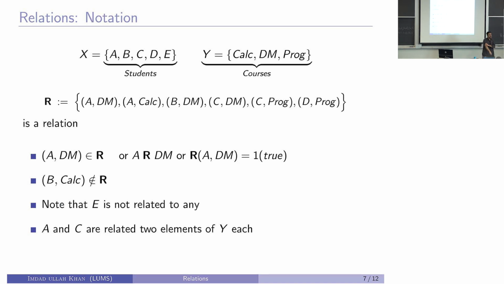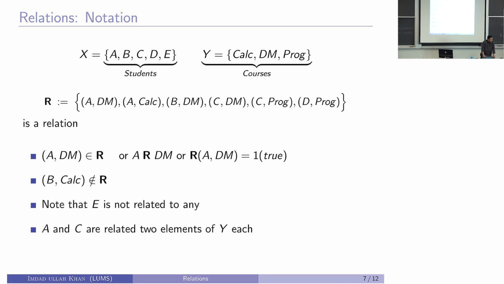Okay. Some terminology. Suppose I have a set X containing these 5 elements A, B, C, D, E, and the set Y containing these 3 elements: calculus, DM, programming. Here is the relation. It is a subset of X cross Y. I can write it in set notation any way you want. I know multiple ways to describe sets. You can use either of them: set builder notation, a set with a predicate, some English description, or just give me the list of the elements. Here I am giving you the list of the elements of this subset, that is, this relation.